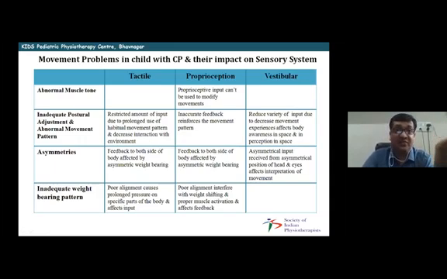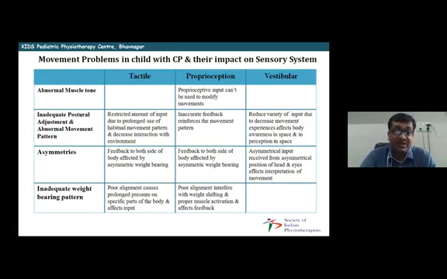So when we are giving different types of tactile inputs for postural adjustment and to correct the movement pattern, along with inaccurate feedback reinforce the movement pattern. So the right way of giving proprioceptive input also works to get a good postural adjustment and a good movement pattern, along with vestibular, because of reduced variety of input due to decreased movement. When the head is not moving and you are not getting any type of movement in the neck and head, variety of vestibular input we are not getting, so they are having problem.